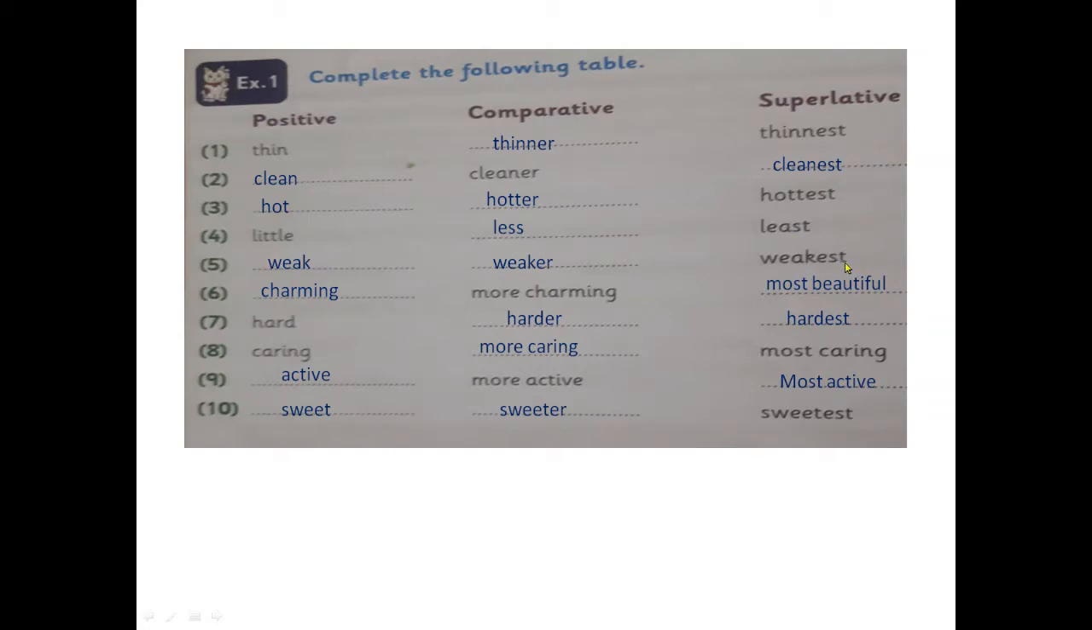Weakest is the given form of adjective. So then positive weak, weaker, weakest. Charming, more charming, most charming. Hard, harder, hardest. Caring, more caring and most caring. Active, more active and most active. Sweet, sweeter, sweetest.